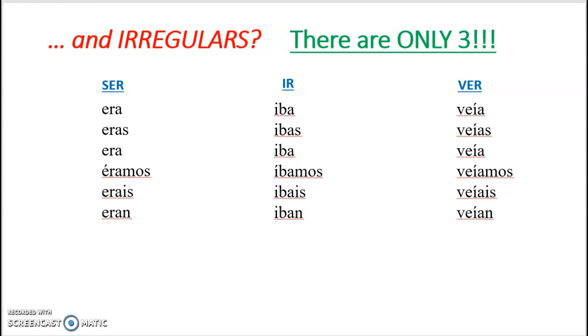Now, what about the irregulars? Well, once again, this is pretty easy. We only have three: ser, ir, and ver, that are verbs that are irregular in the imperfect tense. There just aren't any more.